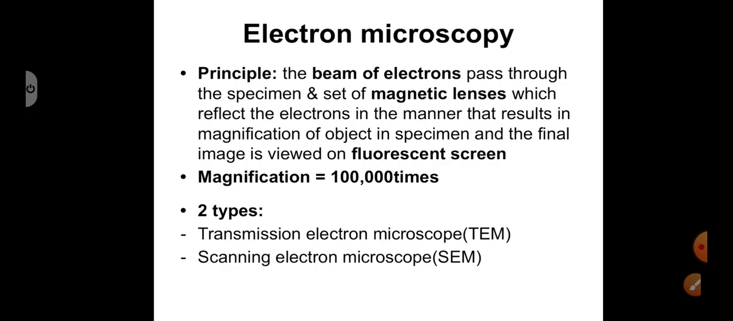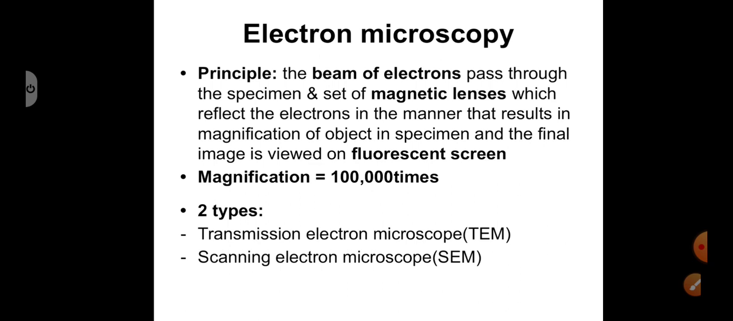Now let us move on to a different set of microscope, the electron microscope. Here you are not using any visible light, but a beam of electrons, and the lenses are not glass lenses, they are electromagnetic lenses. The beam of electrons passes through the specimen, then through a set of magnetic lenses, the objective and the projector lens, producing a magnified image of the object, which is seen only on the fluorescent screen. You do not see it with the naked eye.